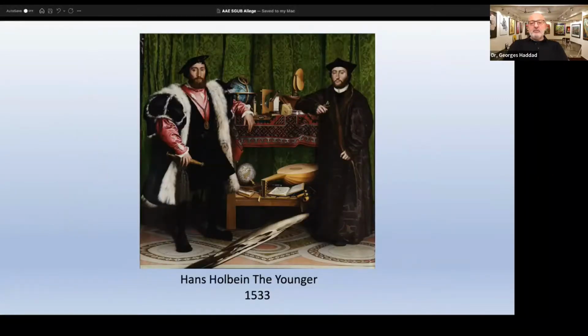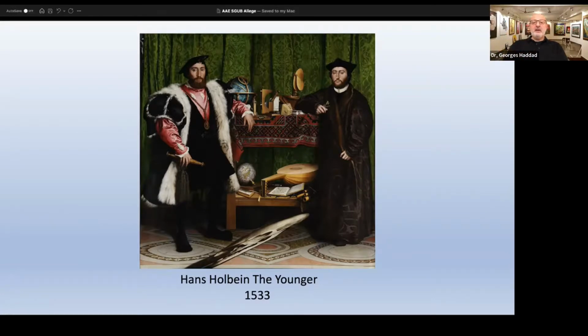You remember Hans Holbein the Younger? We spoke about him. We said that he died from the plague at the age of 46. One of his most famous paintings is this painting. It's called The Two Ambassadors. You have an ambassador, a secular ambassador, and here you have a religious ambassador with all the paraphernalia of power and wealth.